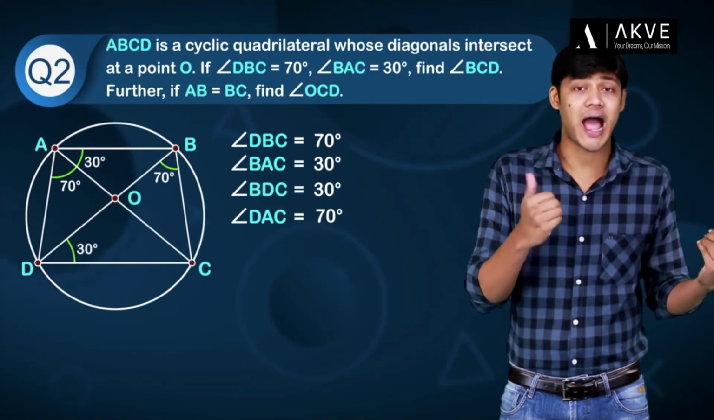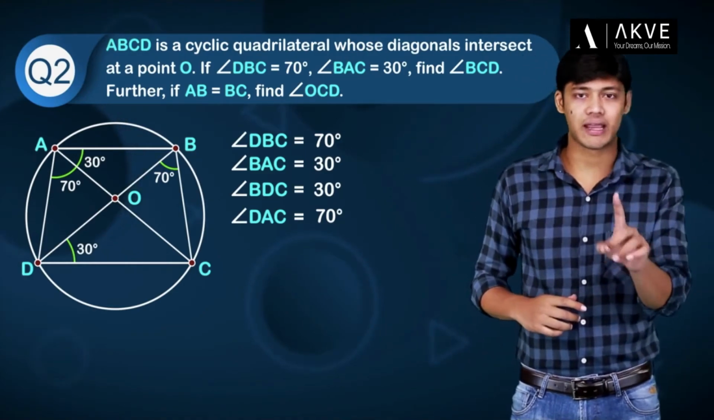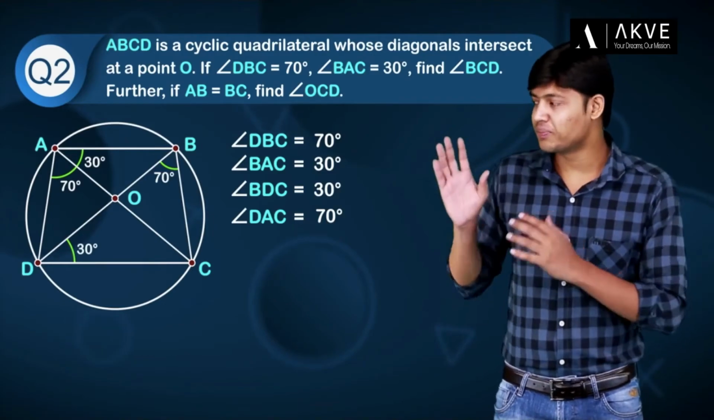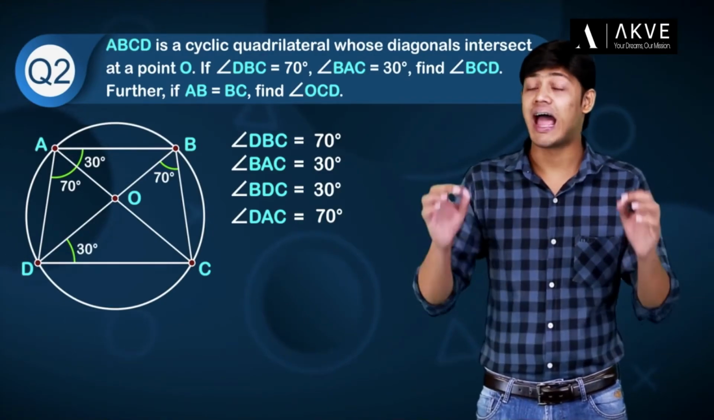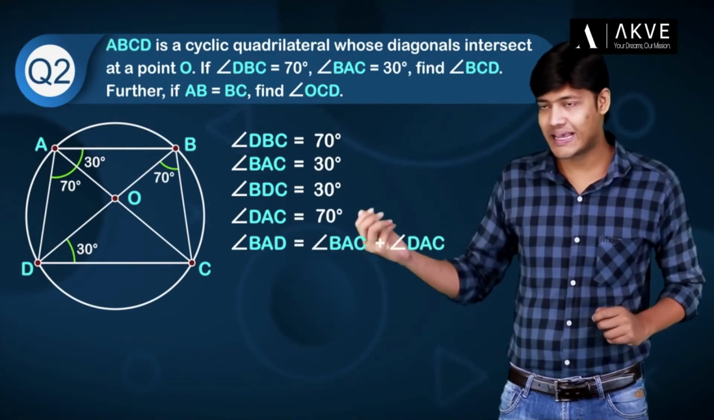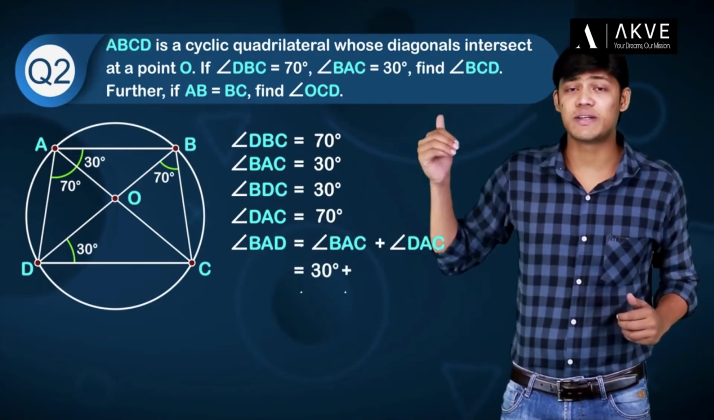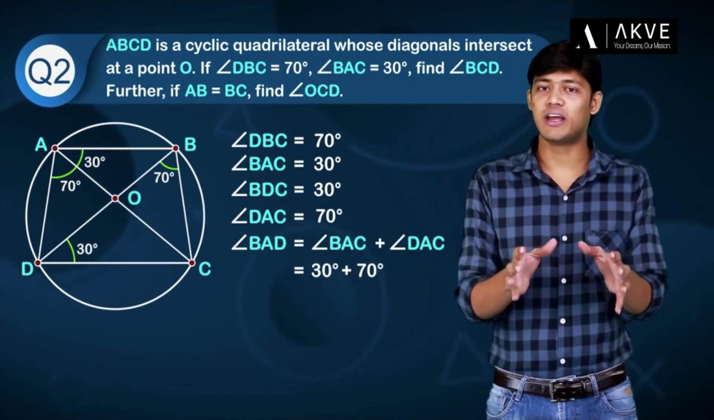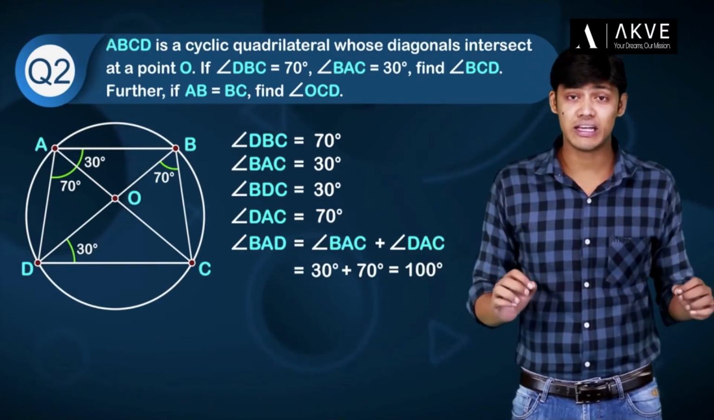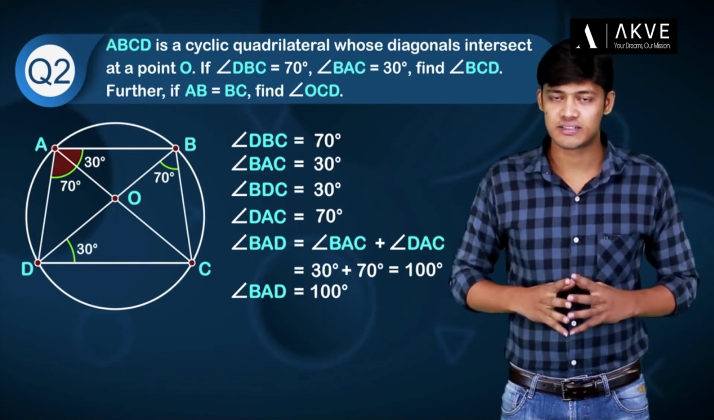Now that we have the angles BAC and DAC, we can find one angle of this quadrilateral, that is the angle BAD. The angle BAD is the sum of the angles BAC and DAC, which is nothing but 30 degrees plus 70 degrees, and therefore it is 100 degrees. Therefore, the angle BAD is equal to 100 degrees.